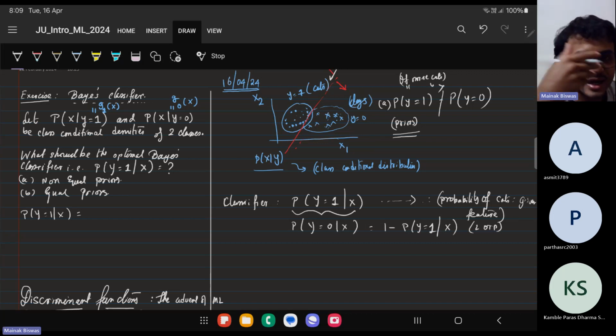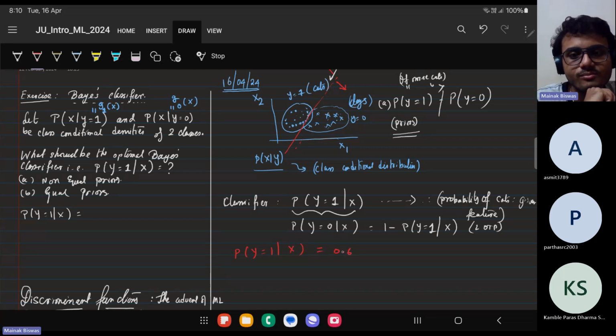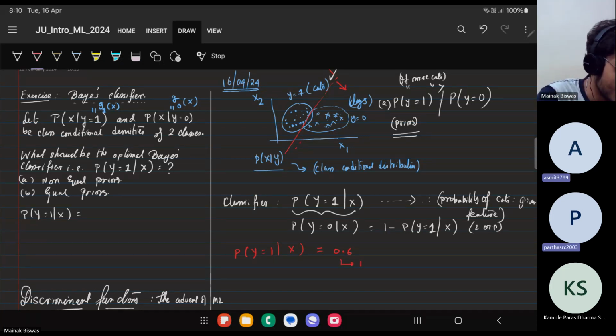Say I have this classifier that gives p of y equal to 1 given x, and this classifier says p of y equal to 1 given x is 0.6. So what should be your decision? Y equals 1 is a cat. Good. Decision is cat.